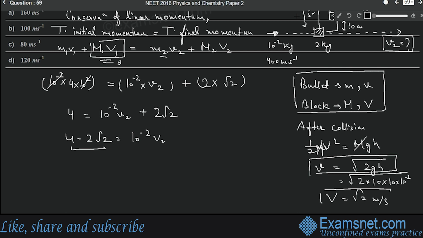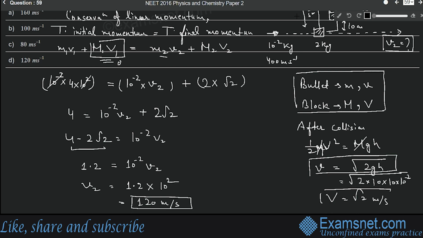It will be 1.178, but let's write it as 1.2. It will be the approximate value. You know that root 2 is equal to 1.414, so put that value and find it out. Equals 10 to the power minus 2 v2. We have to find v2, so v2 will be equal to 1.2 divided by 10 to the power minus 2, or we can write it as 10 to the power 2. So it will be 120 and the unit for velocity will be meter per second.